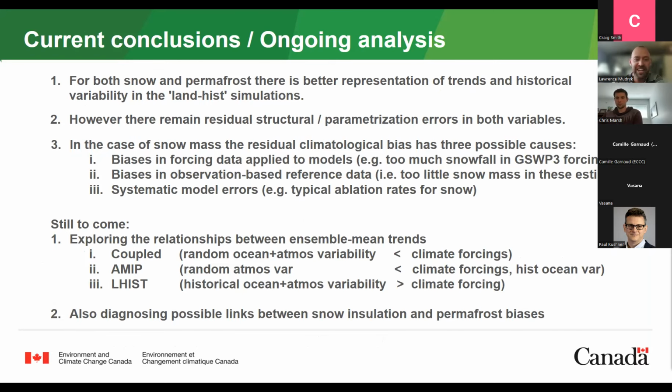saying that the forcing data might have too much snowfall in it, one saying that the observational estimates could of course still have errors in them, but also potentially that there are systematic model biases in the ablation rates for snow. And so that's sort of the state of the analysis so far.